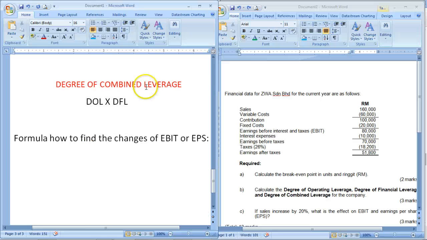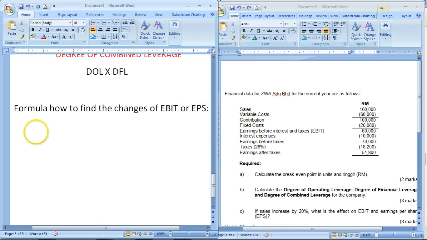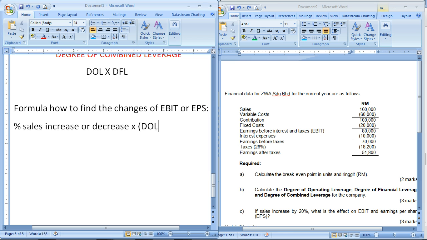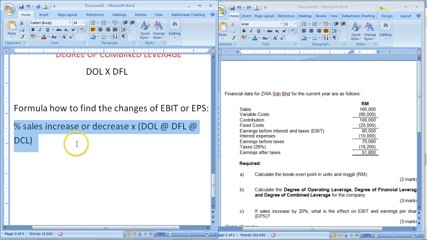But to find the changes of EBIT or EPS, you need to use this formula: the percentage sales increase or decrease, you will multiply by either DOL or DFL or DCL. I will explain later to you all which one you need to use, either the DOL answer, DFL or DCL.